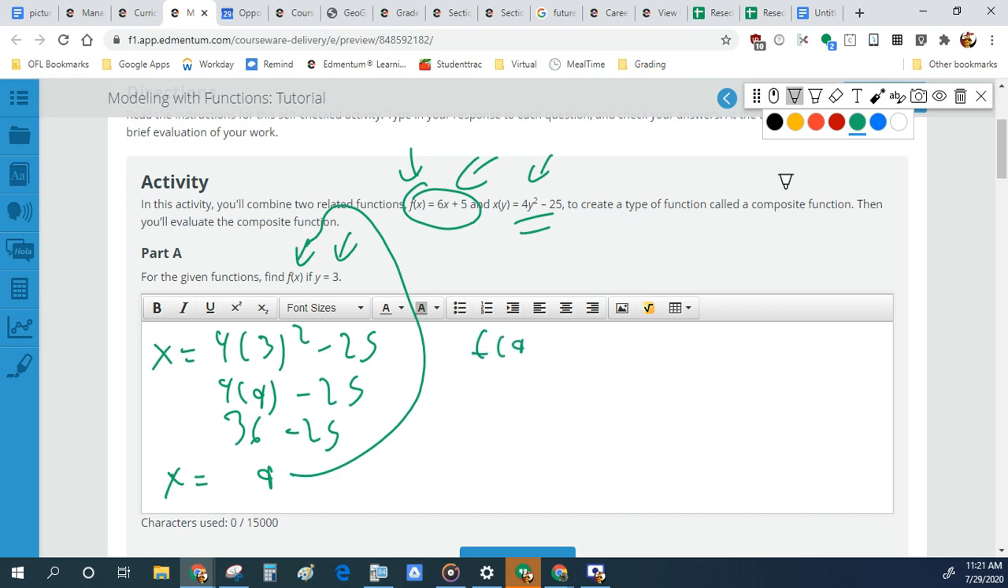So then we're doing f of 9 equals 6 times 9, because our x is 9. So we're plugging the 9 in here, plus 5.